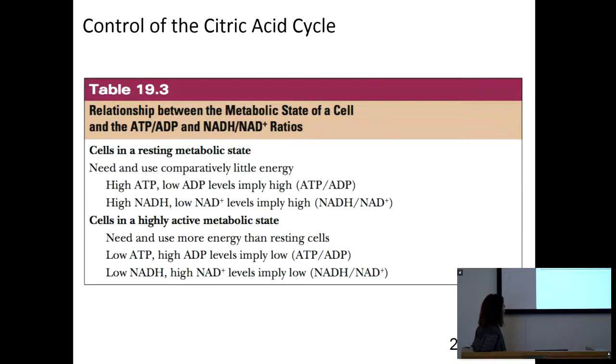Cells in an active metabolic state, if you were able to get out for a run this morning, maybe not, then your ATP would be low and ADP high. That would mean low energy reserves. And then high NAD+ and low NADH also implies low energy levels.